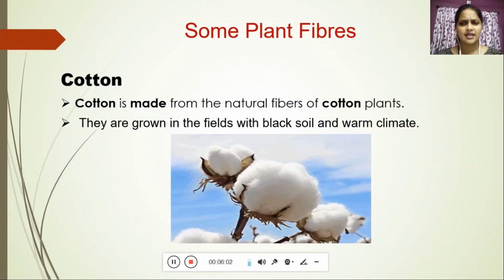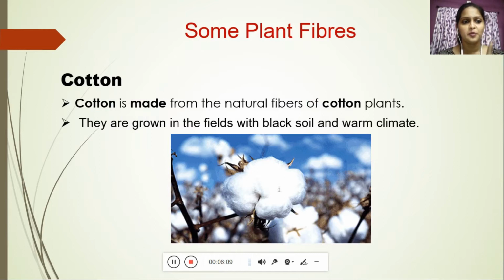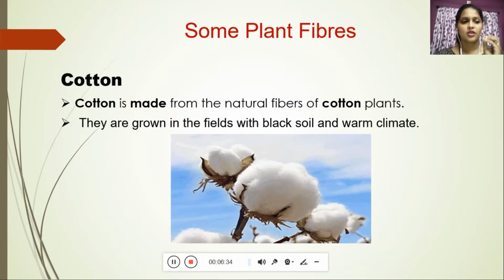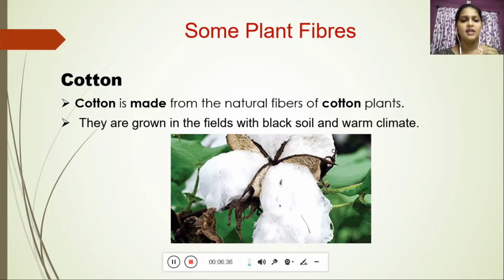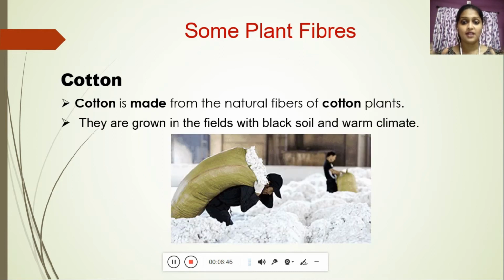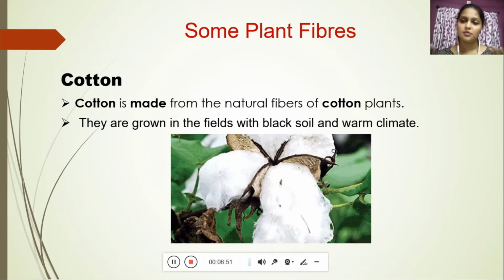Now we will study some plant fibers. I told you already, cotton is a plant fiber. So, cotton is made from the natural fibers of cotton plants. They are grown in the fields with black soil and warm climate. They don't need a lot of rain. Moderate rain is enough.